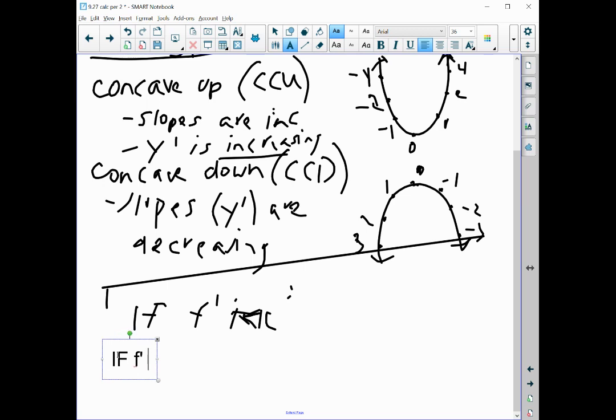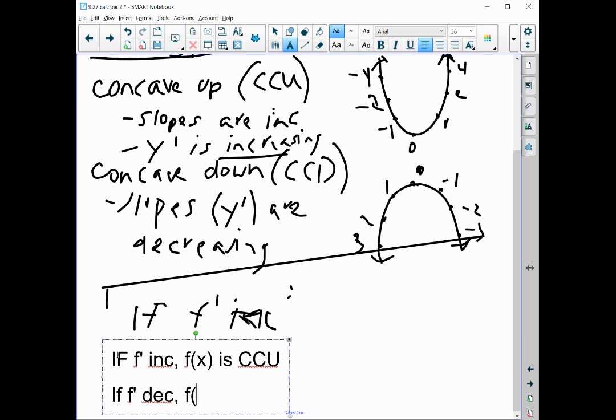Yeah, there we go. F prime increases, f of x is concave up. If f prime decreases, f of x is concave down. Okay. So now you're like, well, that's cool. But what does that mean with the second derivative?